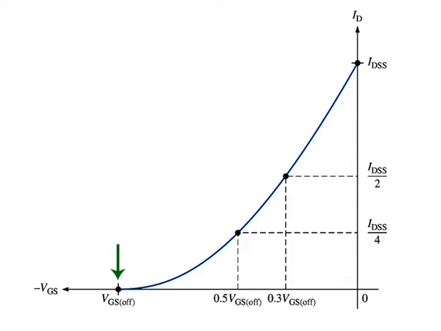Notice the bottom end of the curve is at a point on the VGS axis equal to VGS(off), and the top end of the curve is at a point on the ID axis equal to IDSS. This curve shows that ID is equal to 0 when VGS is equal to VGS(off). ID is equal to IDSS over 4 when VGS is equal to VGS(off) over 2.